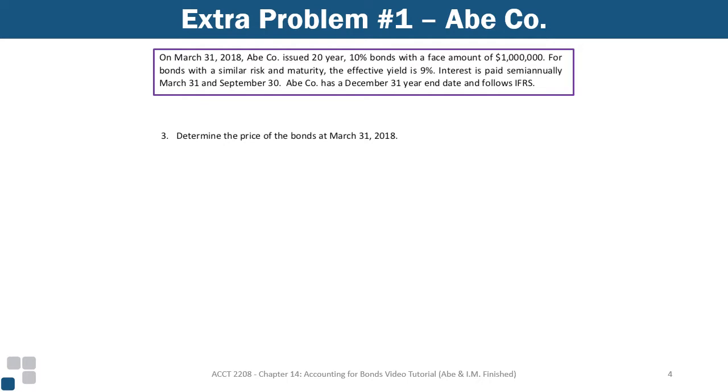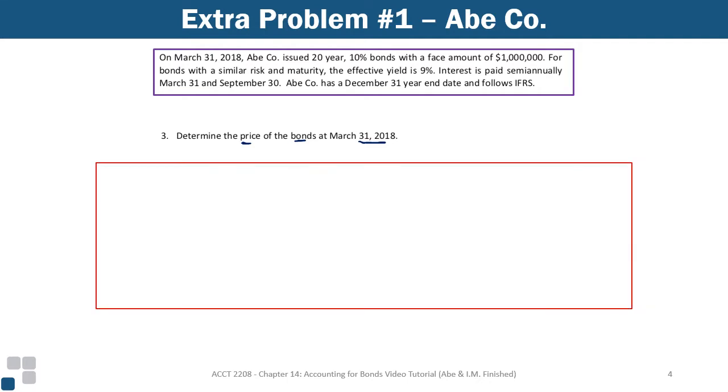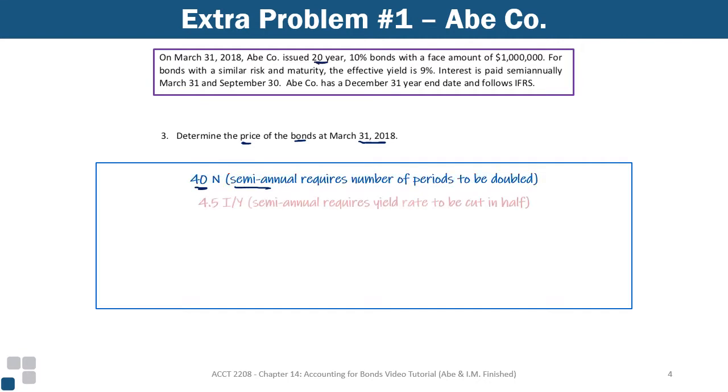Okay, now we get to do the fun stuff. We need to determine the price of the bonds at March 31st, 2018. That is the date that the bonds are sold. Well, using your calculator, the first thing you're going to do is put 40 N. Now, the reason why it's 40 N is because this is a semi-annual bond, and so therefore you have to double the number of periods. So instead of a 20-year bond, which is what it is, we have 40 payments.